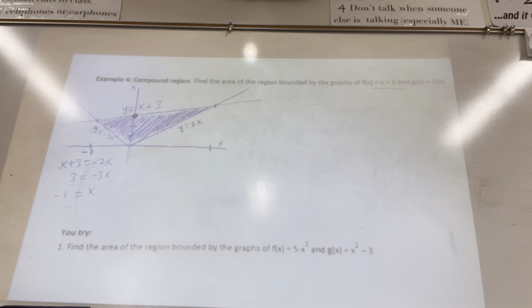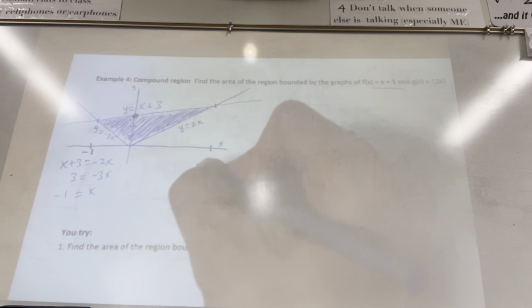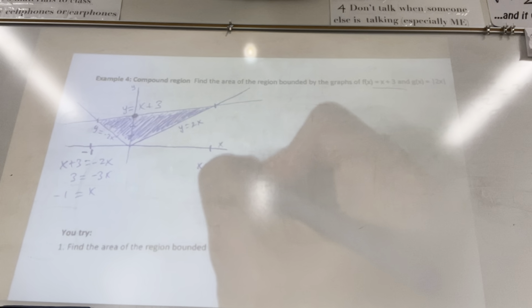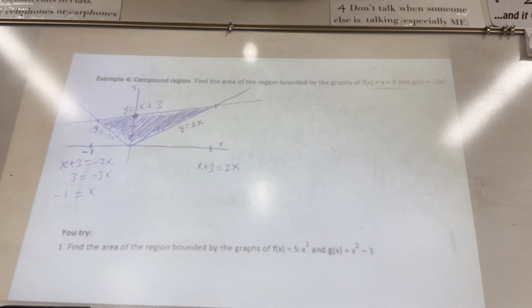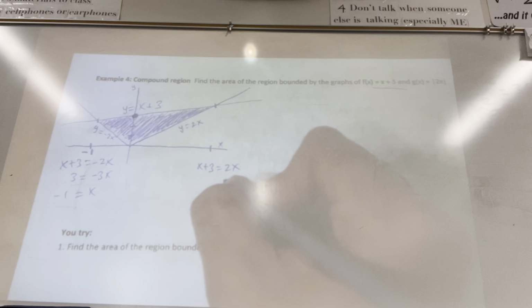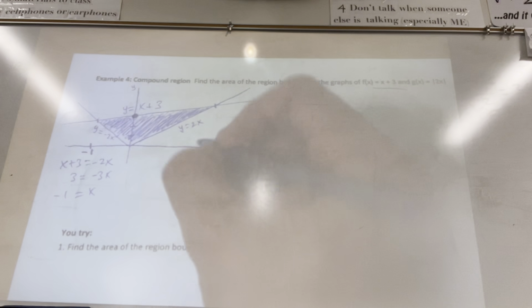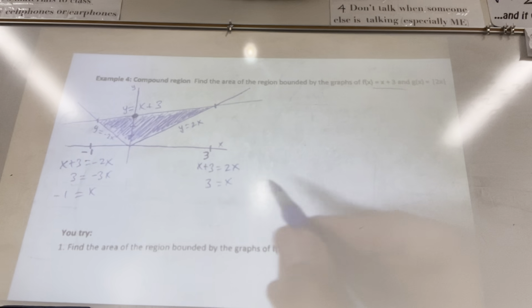Okay, Quinn, what two functions do I set equal to each other? x plus 3 equals 2x. Okay, we use our super mental powers and we get x is equal to? Positive 3. Okay, so at least I know that.